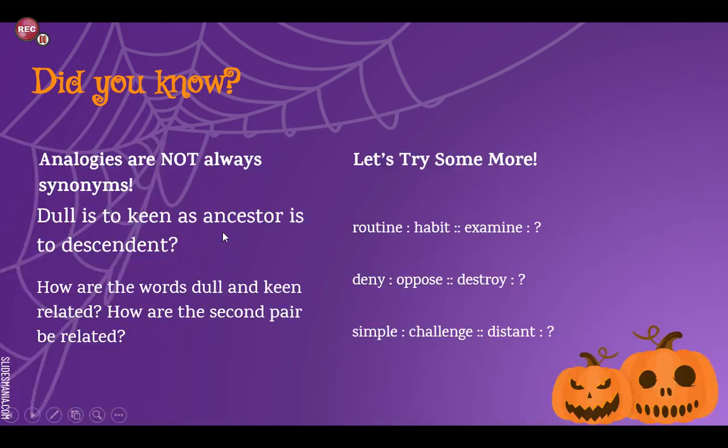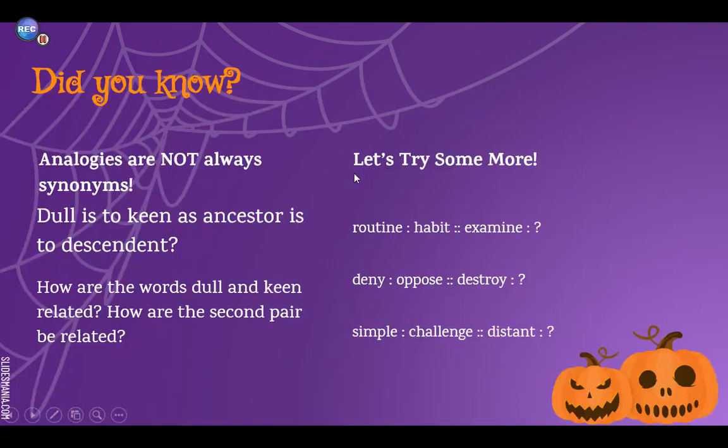An ancestor is a relative who has passed away, who came before you, and a descendant is a relative who comes after you, like a child that you have. So you to your parents would be a descendant. So these would be opposites and antonyms as well.